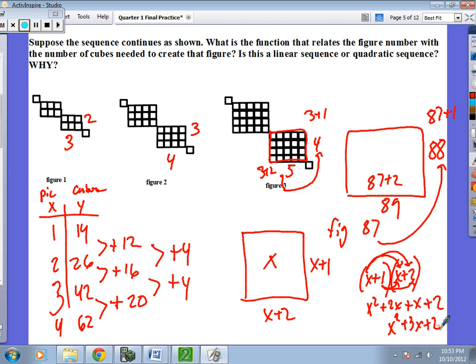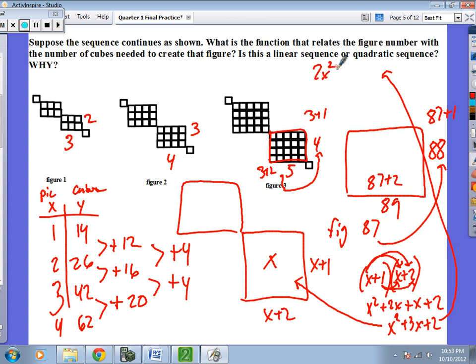And I'm going to double that, because this gives you only that rectangle, but there's also going to be a duplicate right there. So I'm going to double everything, and I'm out of space, so I'm going to come way up to the top. If I double everything, I'm going to have 2x squared plus 6x's plus 4.